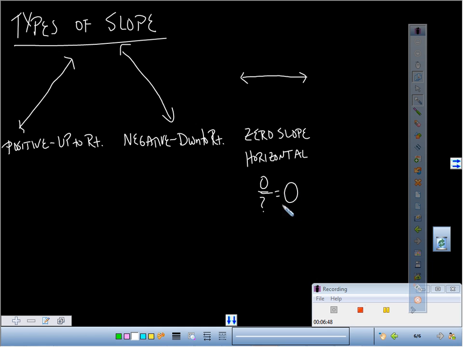Chris? No, I don't want you to say no slope. I know that some books teach it that way. I think it's a bad way to teach it, because technically, no slope is that right there. And that right there, does that look like no slope to you? Nope. That looks like so much slope, we could kill ourselves on it.